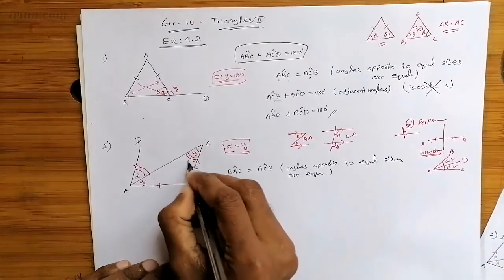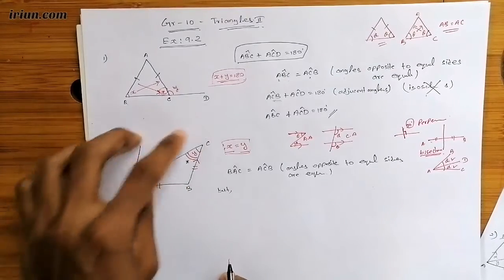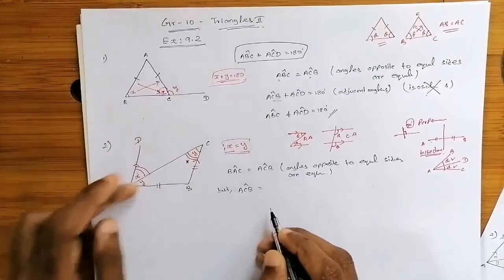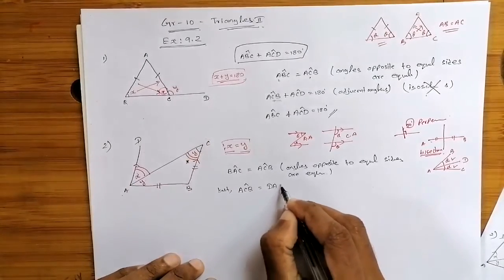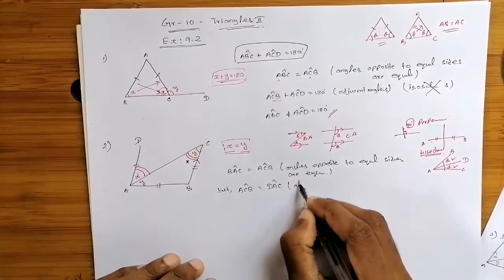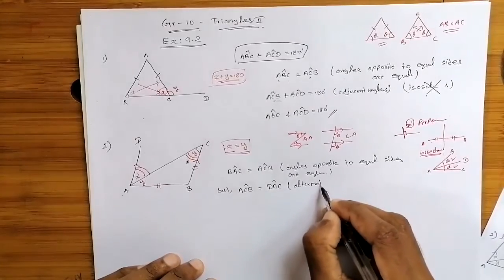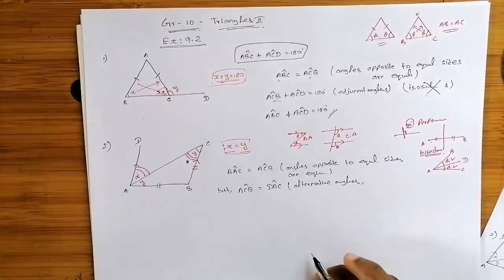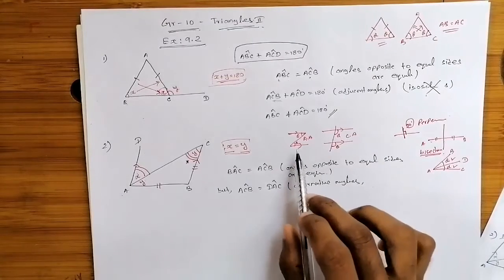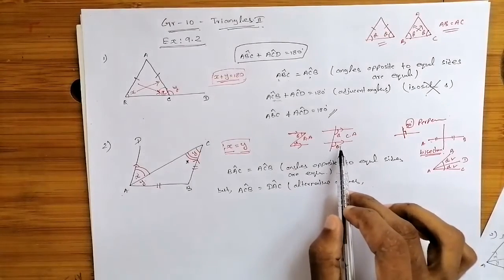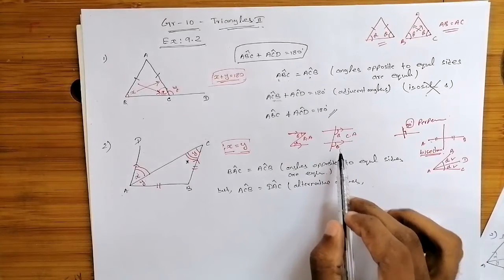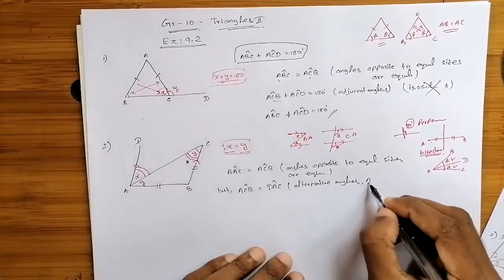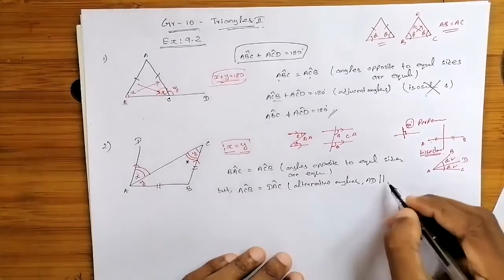Okay, but the ACB angle, this angle, is equal to DAC. ACB is equal to DAC because those are alternate angles. So from now onwards, if alternate angles and corresponding angles are used, you need to mention which lines are parallel. You need to mention the parallel lines also. So AD parallel to BC.